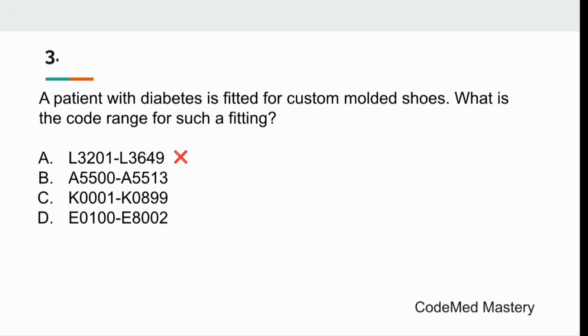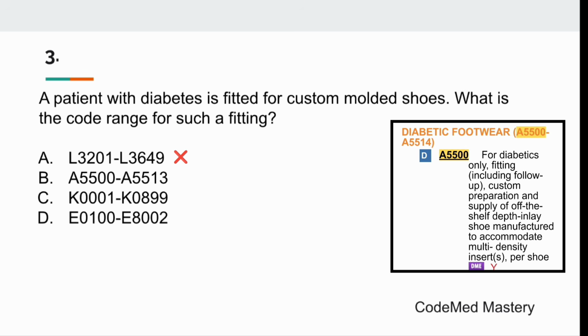Now check option B, code range A5500. Above the code A5500, you can see diabetic footwear. Therefore, this is the correct answer. The right answer is option B. Okay. When you see questions like this, you have to go to the code range and check the above title.